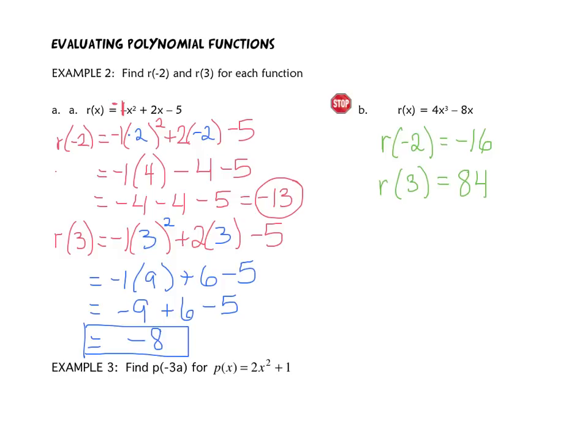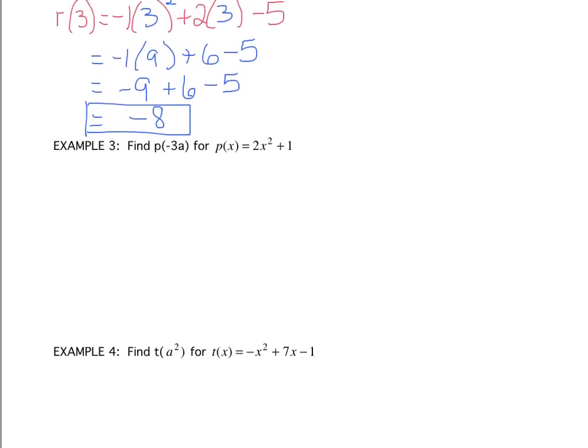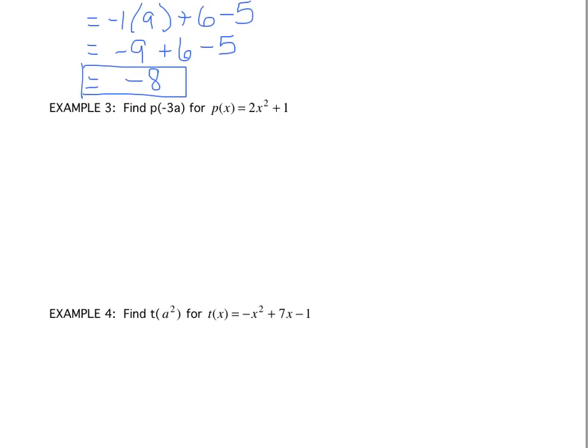Okay, now looking at example 3 and 4, they become a little bit more complicated because we're not just replacing the x with a number, we're replacing it with, in this case, a monomial, sometimes, so one term. Sometimes it's going to be a binomial. So here we have a variable still that we're replacing with, but we're still going to do the same exact thing we did before. So we're going to write p of 3a equals 2 times, I'm going to leave the parentheses there, something new being squared plus 1, and that something new is this 3a.